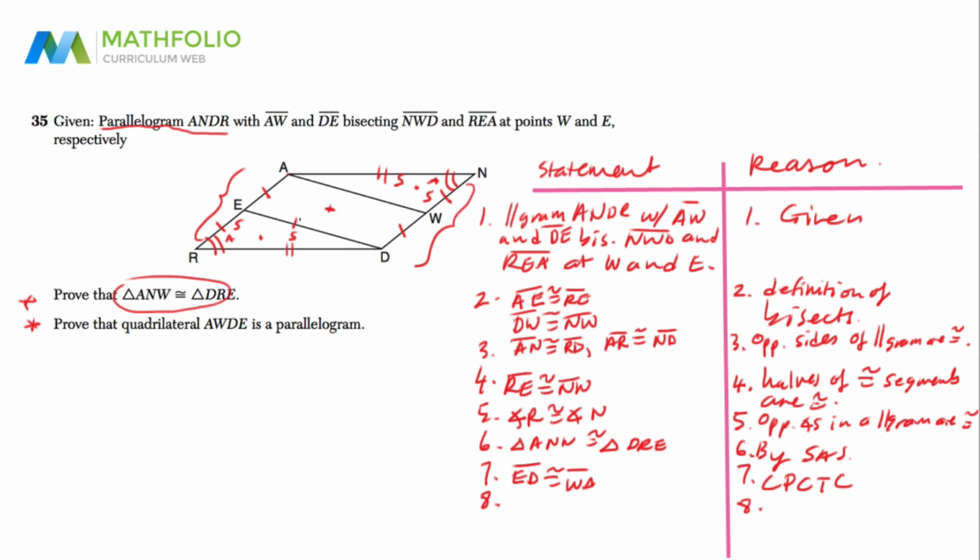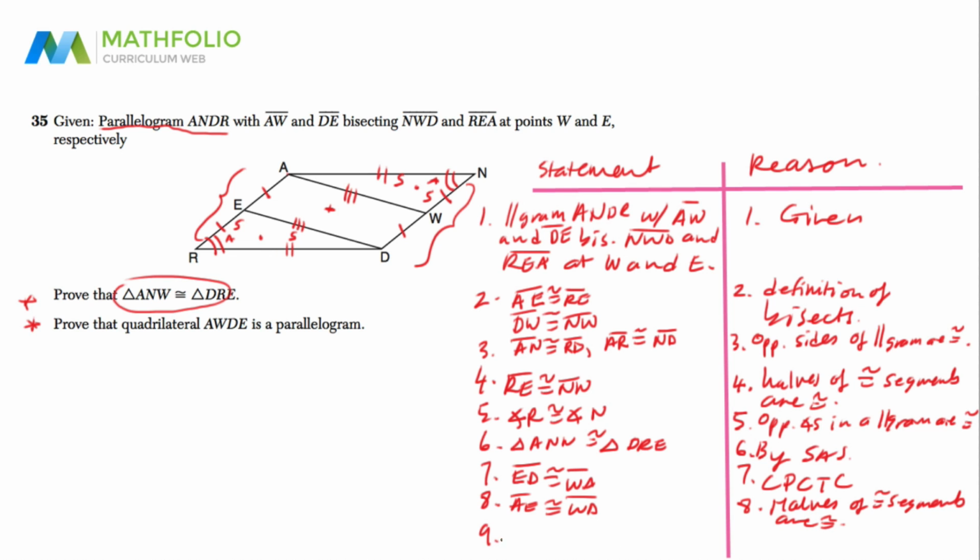So all of a sudden we know this side is congruent to this side. And obviously as labeled in the diagram, we know AE and WD are also congruent. So we should write that, AE is congruent to WD. And again, it's to do with the halves of congruent segments are congruent. So halves of congruent segments are congruent.